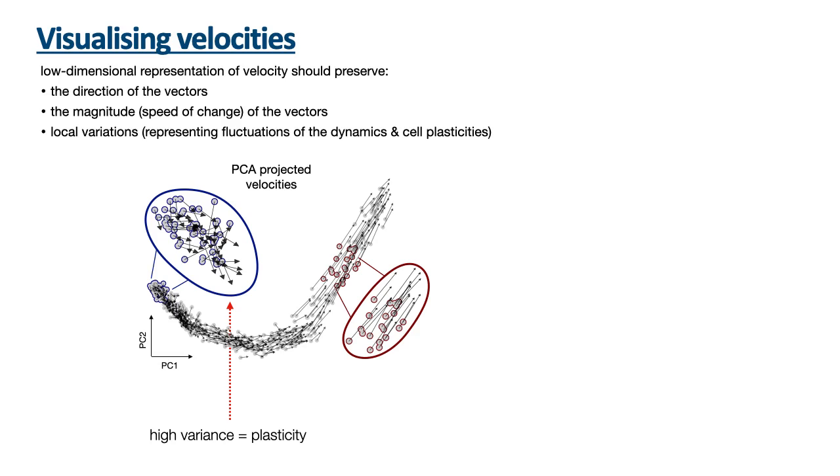To illustrate all of these aspects, we designed a simulation where the cells at the beginning of the differentiation trajectory have low velocities and high variance, and then as they commit to fate along this trajectory towards the end, they have high velocities and low variance. And we can see that the PCA projection of the velocity nicely captures all of these aspects that we want to represent.